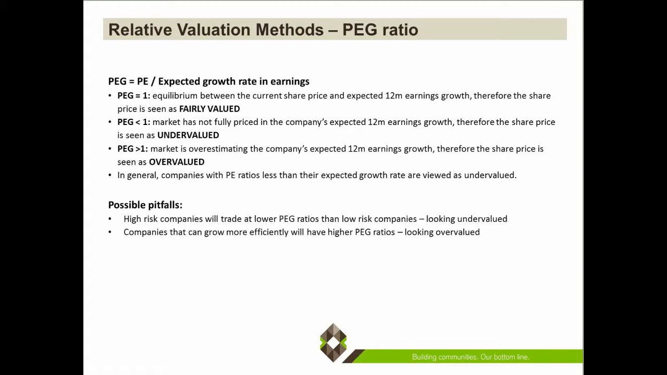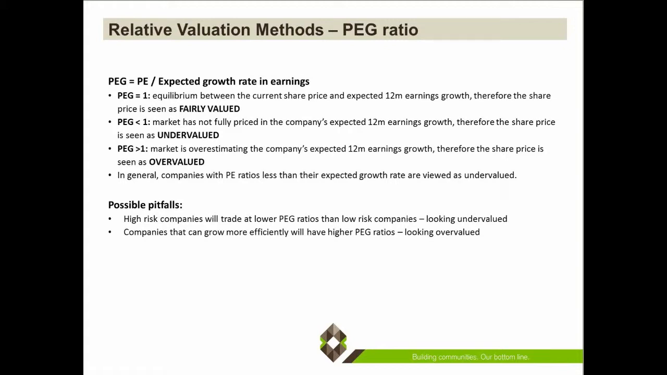So when we've looked at PE, and now we're looking at the PEG ratio, the PE to growth ratio, where we're just adding the expected growth to build another ratio. So your PEG ratio is your price earnings ratio divided by your expected growth rate in earnings. If your PEG ratio is 1, we're expecting that your PE and your expected earnings growth should be the same, so a company is seen as being fairly valued.